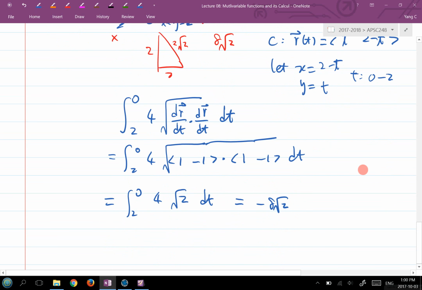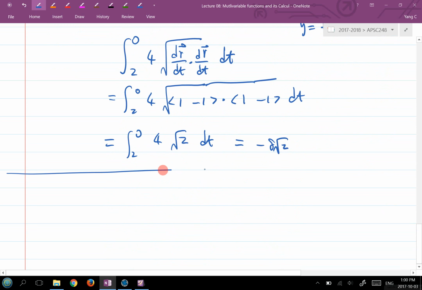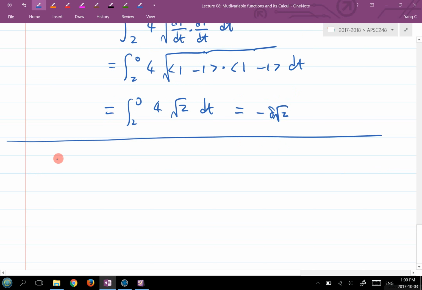But in terms of the procedure, any questions? All good? Okay. So let's continue from here. Now we're going into a new topic. Let's look at functions of multivariables, and then we'll look at its calculus.